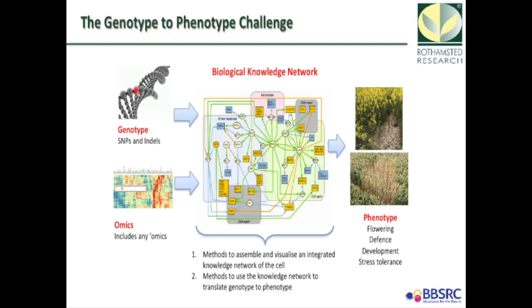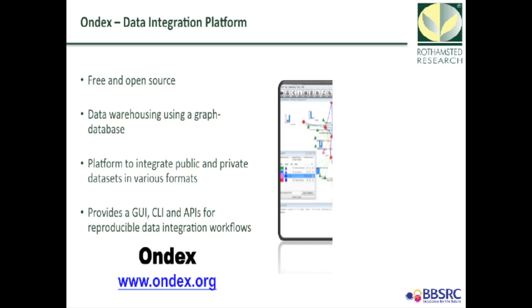The tool we started working on at the beginning of 2000 is called ONDEX. It's a free and open source data integration platform that allows the integration of different types of data from different file formats. I'm not going to spend much time on ONDEX. The link is here. All I can say is it has a graphical user interface, a Linux command line, and APIs to bring different data types together and create these knowledge networks. The backend is a graph data warehouse.